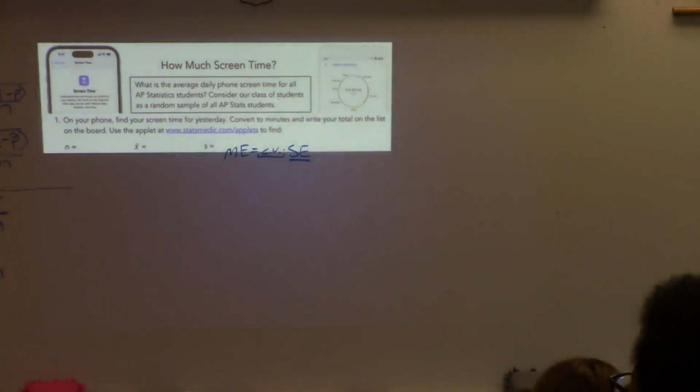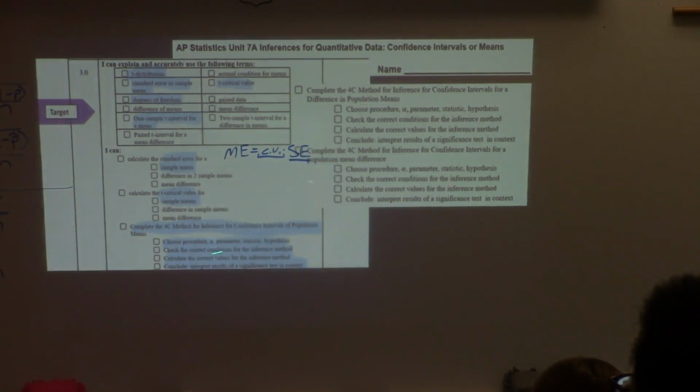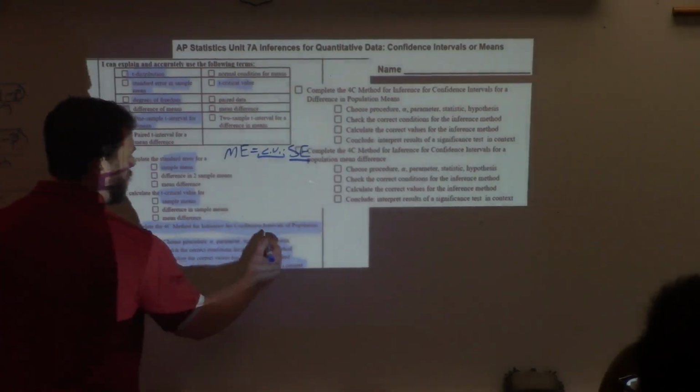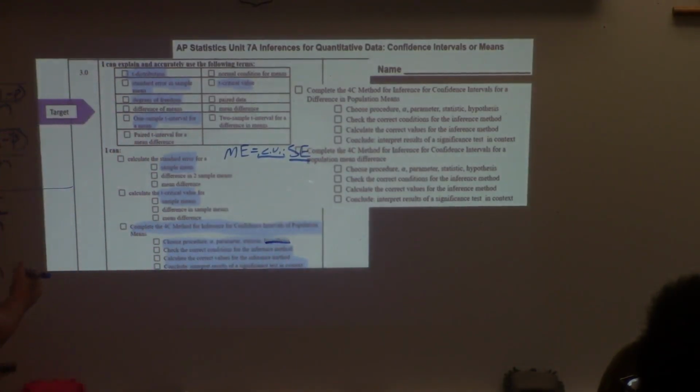Okay, and then is that 4C method of inference going away? Never. Unfortunately. Very unfortunate. I just realized that I have the word hypothesis on here. Take that out because we're talking about a confidence interval.